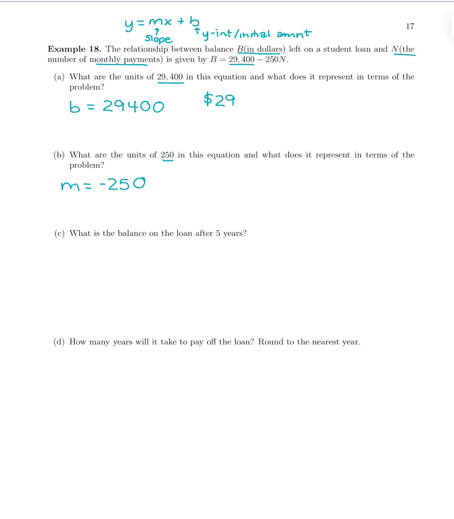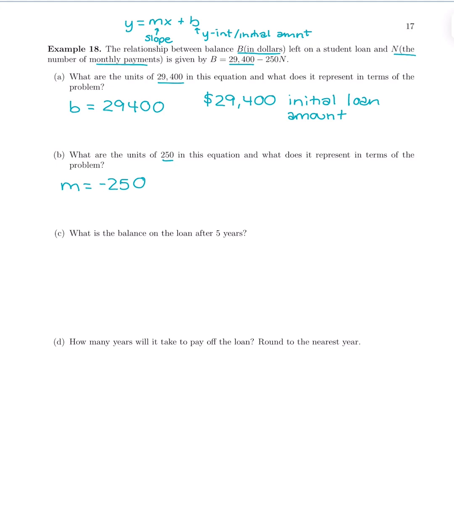So 29,400 would stand for the initial loan amount. So this person took out $29,400 in student loans initially.